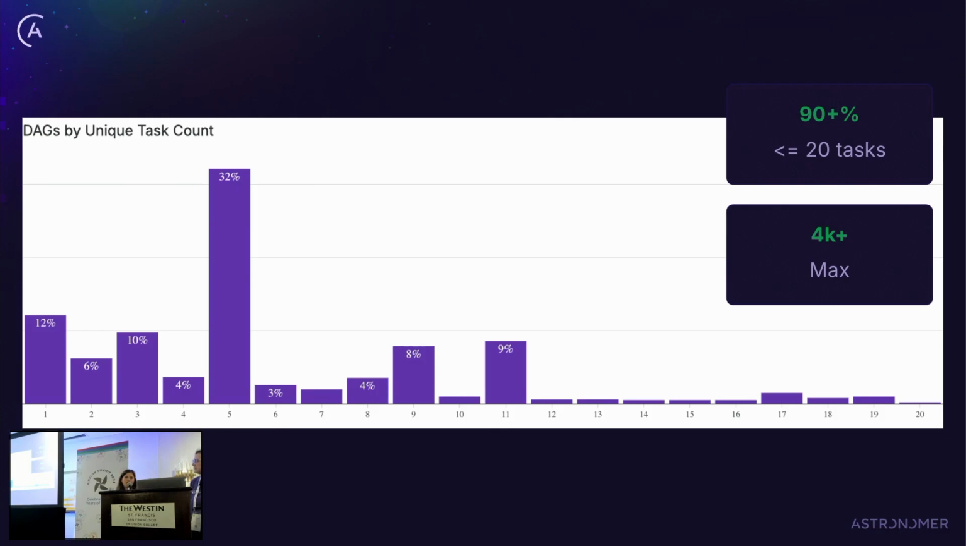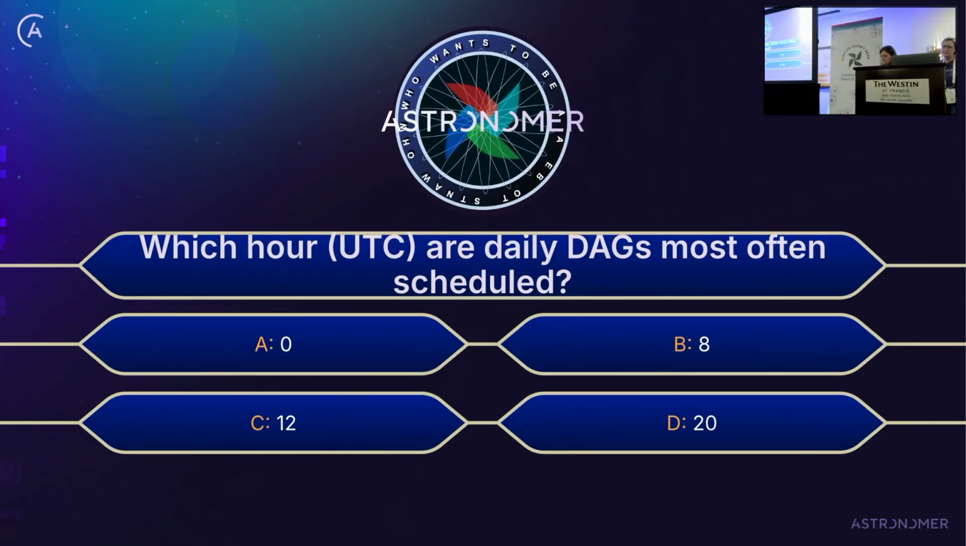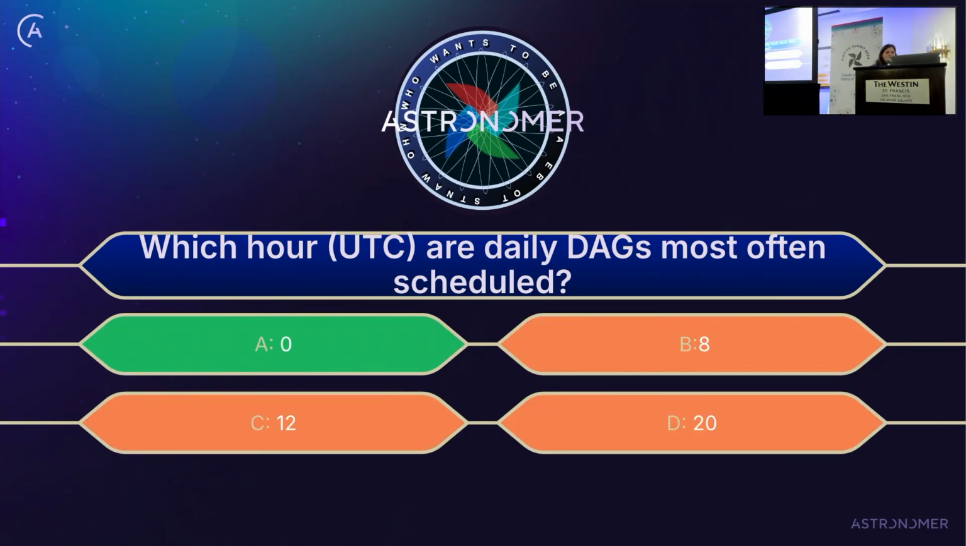Sorry, I'm jet lagged. Okay, so what's the most frequent scheduled hour for a DAG? And that's in UTC time. Option A, 0. Option B, 8. Option C, 12. Not so many. Option D, 20. There's some people that like the 20 UTC. Okay. And the answer is 0.